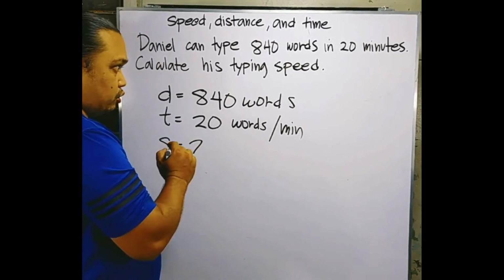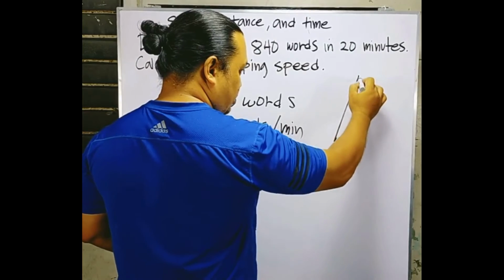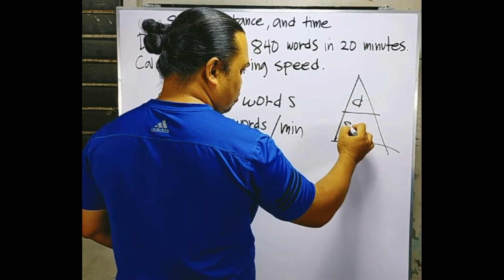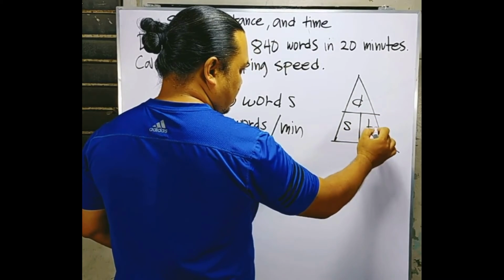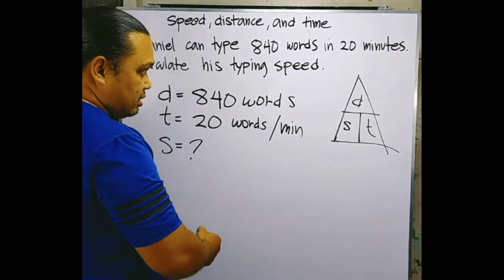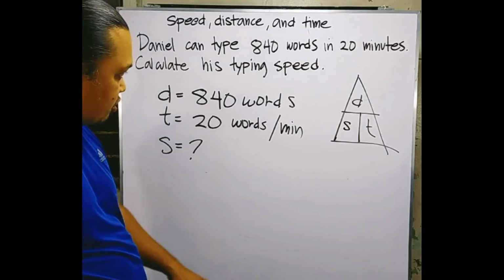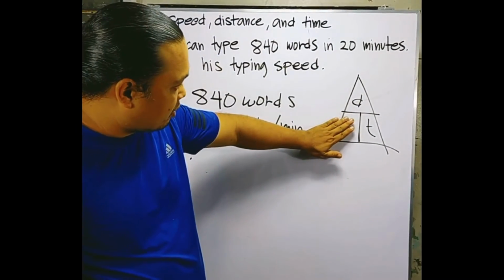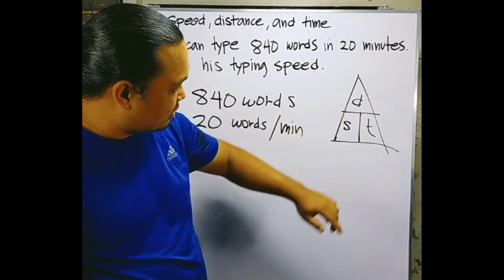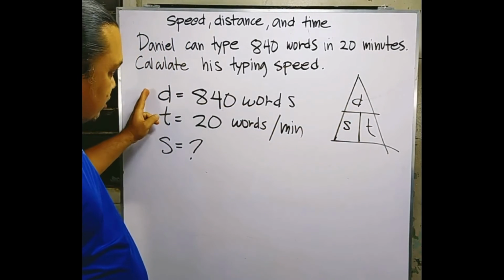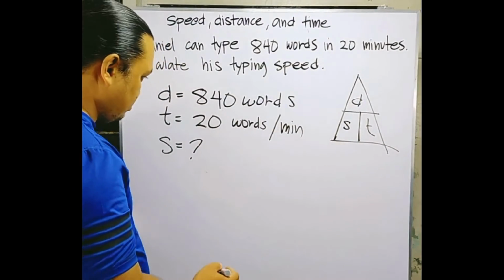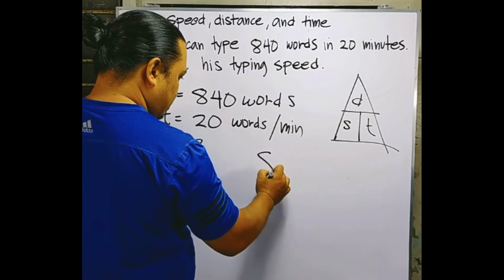Now to use our second triangle here, which is distance is equal to speed times the time. Okay, DST. Now we are looking for the speed here. Therefore, our formula will be d over t, or distance over time. Okay, so let's substitute now. Let's divide both of them.